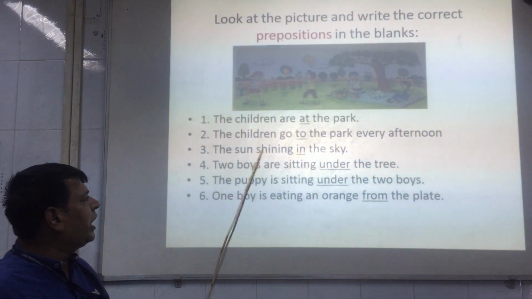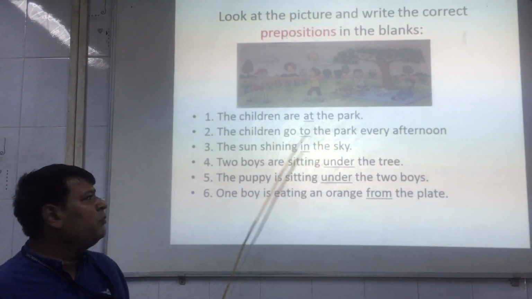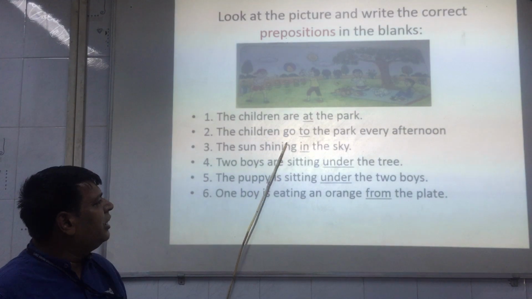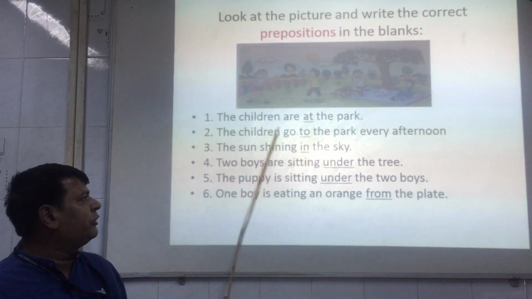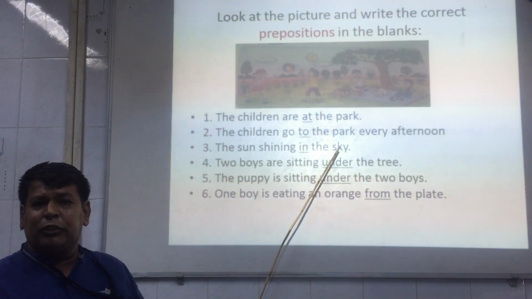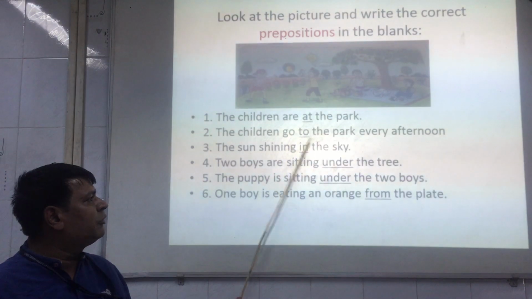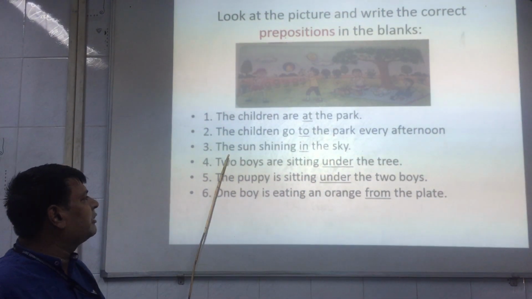The sun shining dash the sky. Now here which preposition will come? The sun shining in the sky. In. As in is a preposition which shows the relationship between the sun and the sky. As a preposition is followed by a noun, so in is followed by the sky. Clear, students? Now see the next one.